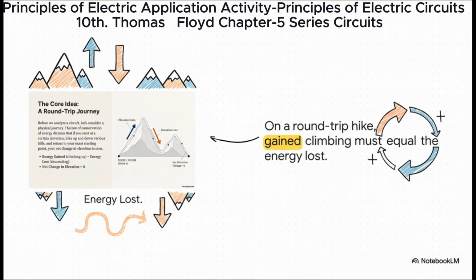Okay, so imagine you go for a hike. You climb up some hills, right? You're gaining elevation, gaining potential energy. Then you head back down, losing all that elevation and energy. Now, if you end up at the exact same spot you started, your net change in elevation is 0. It has to be. The energy you gained going up must equal the energy you lost coming down. It's a fundamental law of physics.